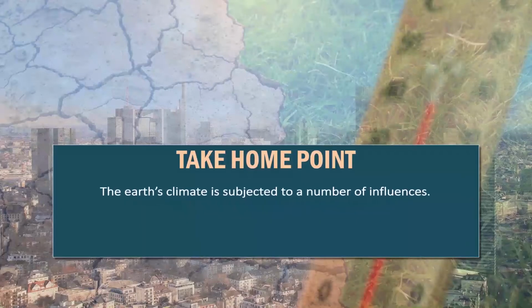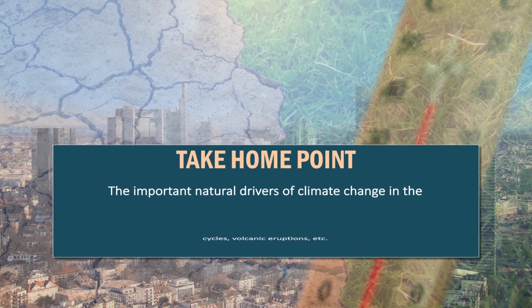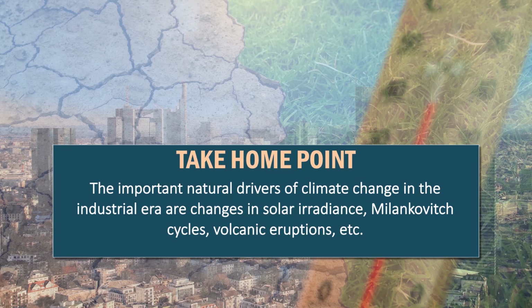At any given point of time, the Earth's climate is subjected to a number of influences. The drivers of climate change are both of natural origin and also anthropogenic activity. The important natural drivers that we have discussed are the solar irradiance, the Milankovitch cycle, orbital variations, the tectonic processes, the volcanic eruptions, they are very natural processes. But as regards the anthropogenic drivers, we have seen mainly the changing atmospheric greenhouse gas composition, the atmospheric chemistry, and also the land use changes and the aerosol loading.